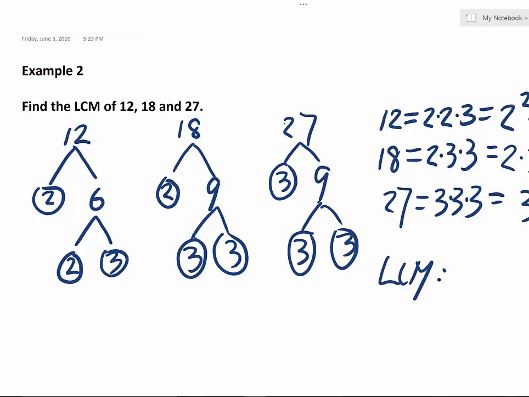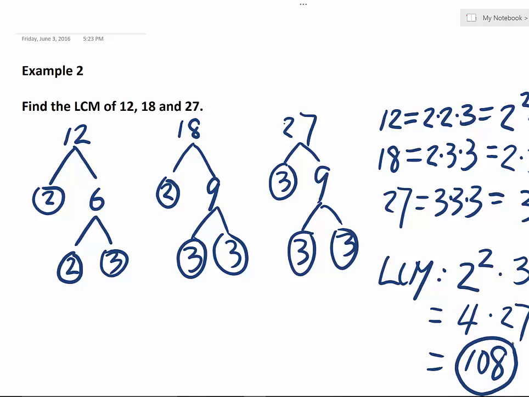So the LCM: both the 12 and the 18 have a factor of 2. We take 2 and we use the highest exponent. In this case it would be 2 to the second. And in terms of 3, each prime factorization includes a factor of 3, and the 27 has the highest exponent, which is the third power. So we have 3 to the third. Then we end up with 2 squared, which is 4, times 3 cubed, which is 27. So 4 times 27 is going to be 108. So the LCM will be 108.